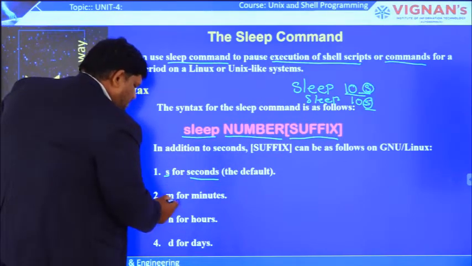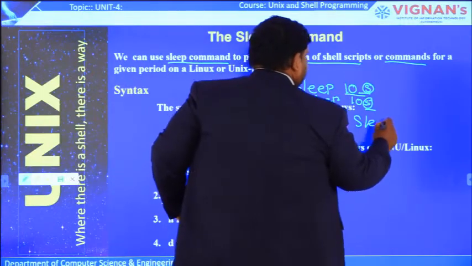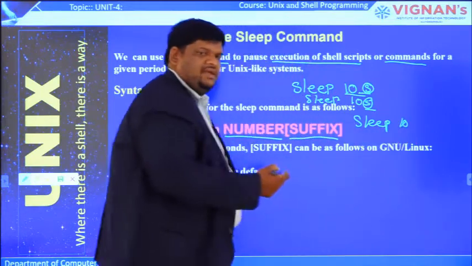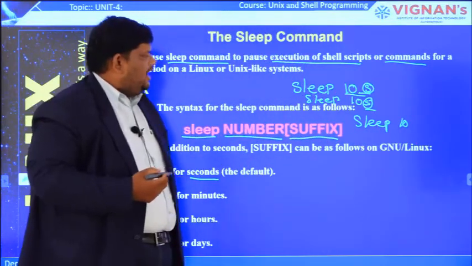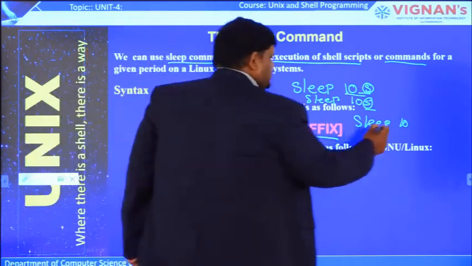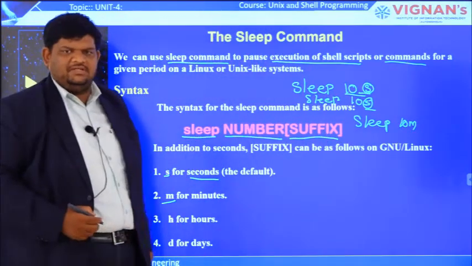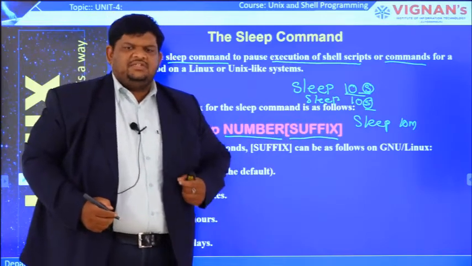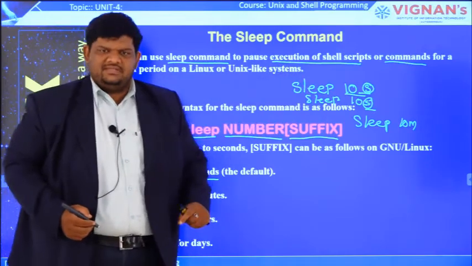Next, the small m indicates minutes. If you write sleep 10 without any suffix, it will be considered as seconds. If we want to stop the execution for 10 minutes, then we have to mention the suffix m, which is nothing but minutes. If you write 10m, that is 10 minutes, so up to 10 minutes it will pause the current execution of the shell script.